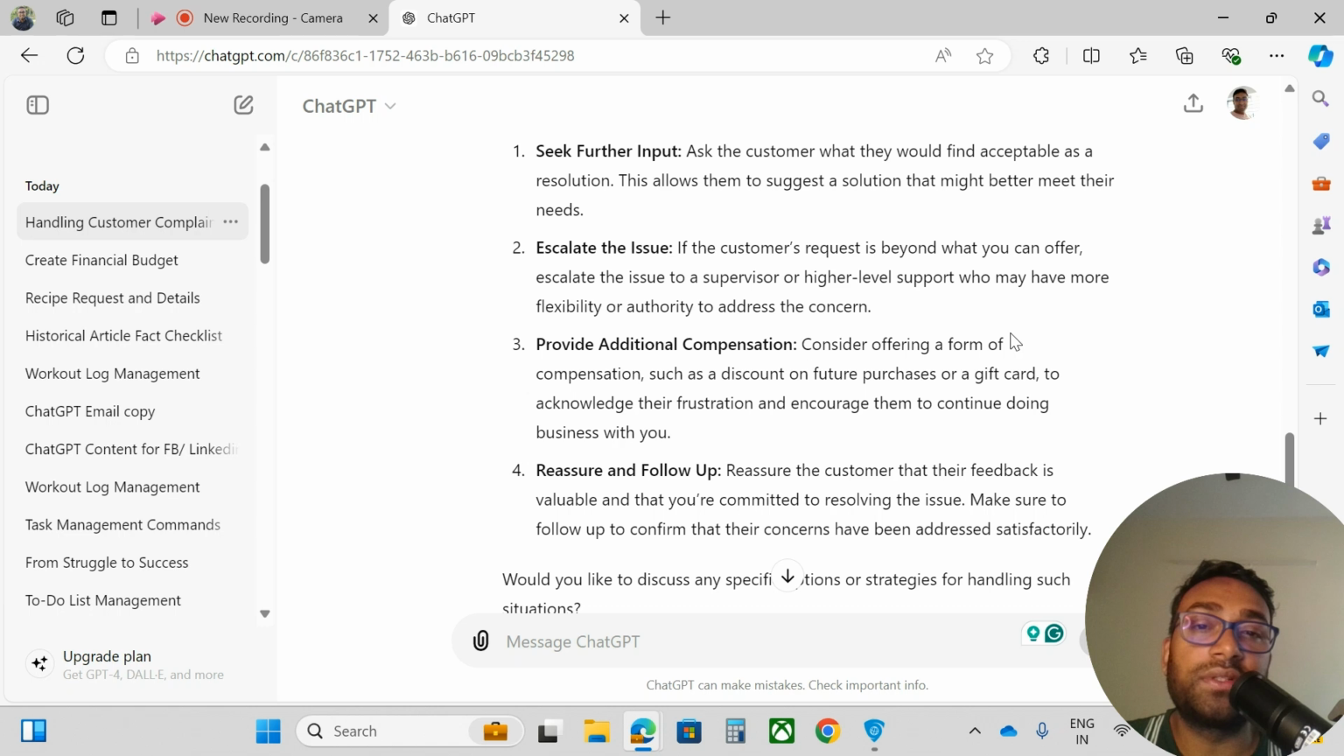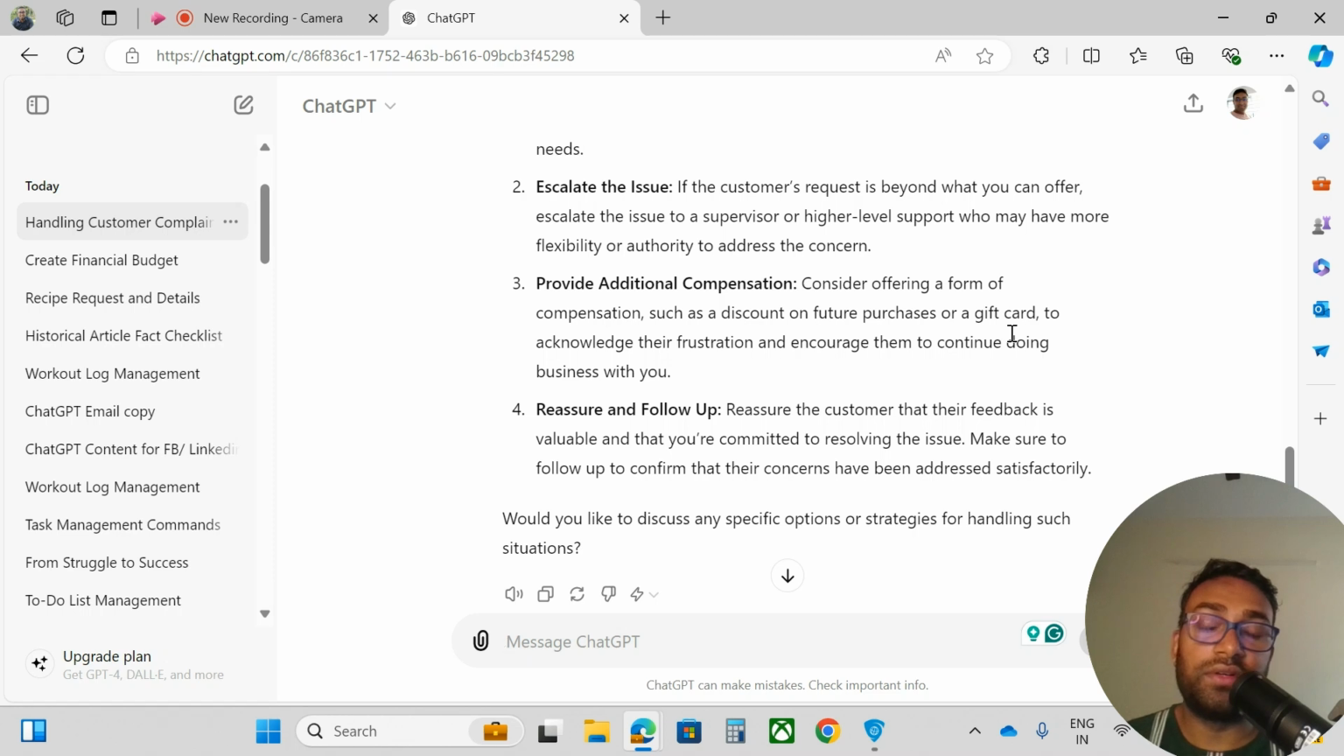Provide additional compensation: consider offering a form of compensation, such as a discount on a future purchase or a gift card, to acknowledge the frustration and encourage them to continue doing business with you. Reassurance and follow up: reassure the customer that their feedback is valuable and that you are committed to resolving the issue. Make sure to follow up to confirm that their concerns have been addressed satisfactorily. Would you like to discuss any specific option?